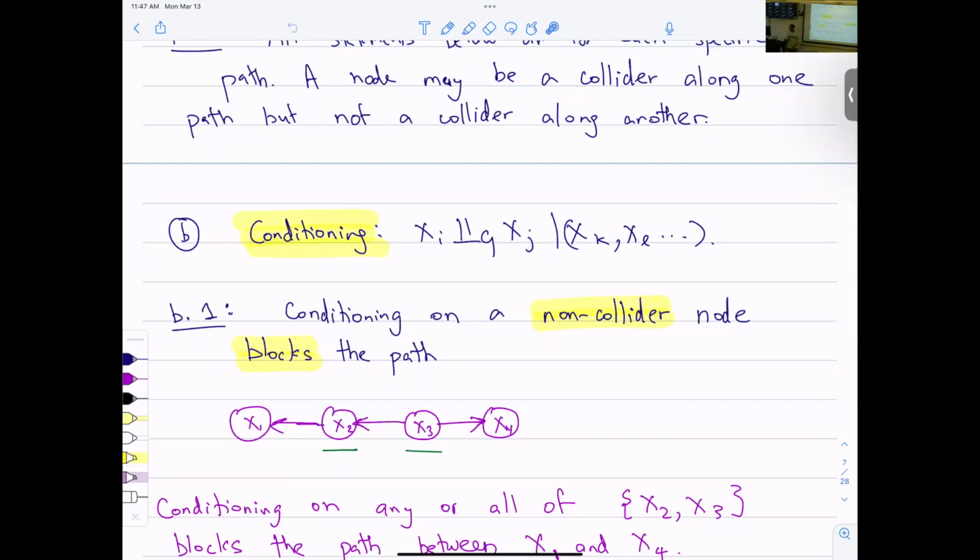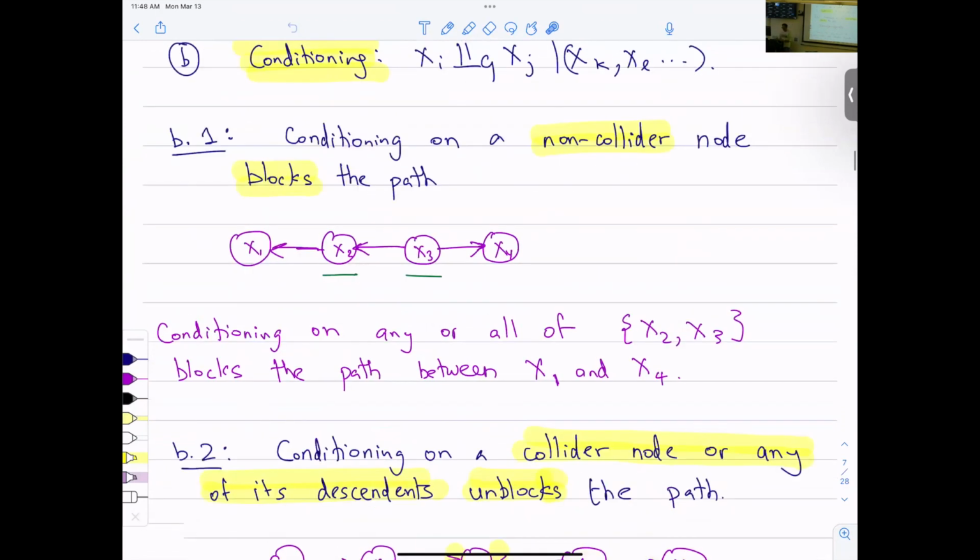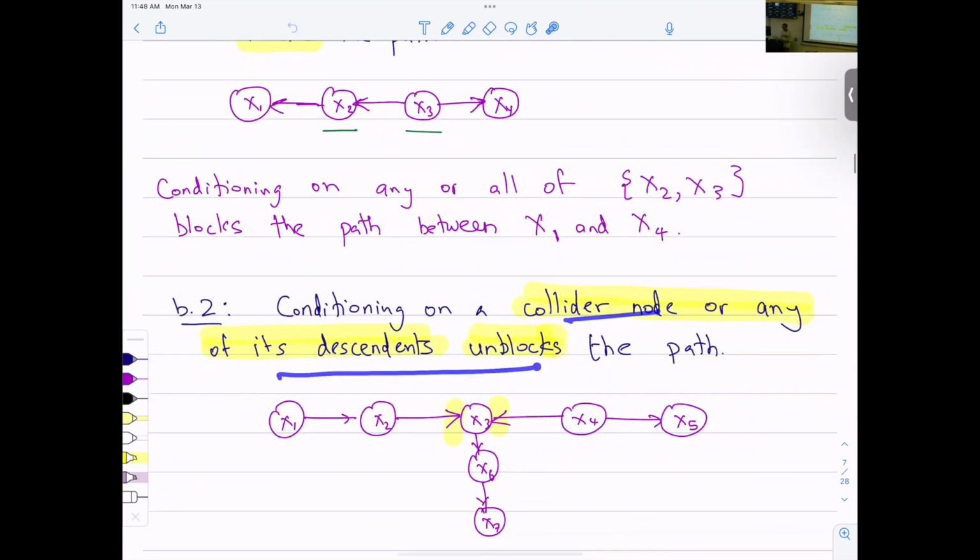Now let's start conditioning. Conditioning on a non-collider blocks the path. If this is a non-collider and I condition on this, it immediately blocks the path. This is again a non-collider. If I condition on this, it blocks this path. I could condition on both, and it still blocks the path. So again, my discussion is always going to be about a path. To check any property between variables, you enumerate through every path and then resolve questions at the path level. Are you with me so far? Conditioning on a non-collider blocks a path. Conditioning on a collider or any of its descendants unblocks a path.